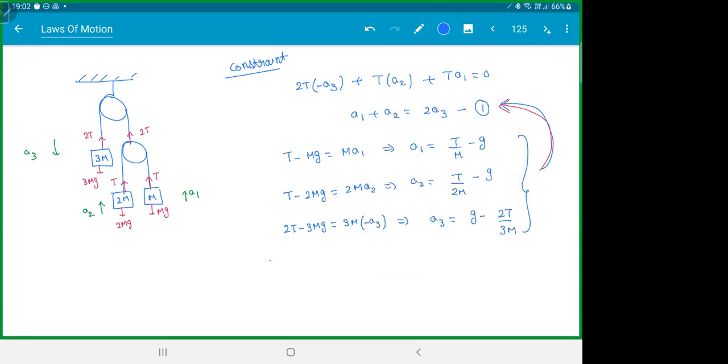You end up with T by m minus g plus T by 2m minus g is equal to 2 times g minus 2T by 3m. Bring all T's to one side. So take out T by m common: 1 plus half plus 4 by 3. Bring all g's to one side, 4g. This thing would be 24 mg by 17.